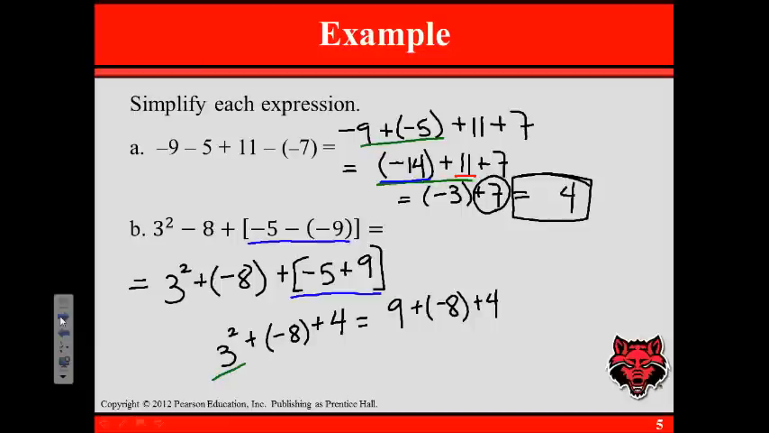Now that we have only addition in our expression, we add from left to right. 9 and negative 8 have different signs, so we subtract the absolute values, and that gives us 1. And that would be a positive 1 because 9 had the larger absolute value. Our last two numbers have the same sign, so we add the absolute values and keep that sign, and we have the answer.